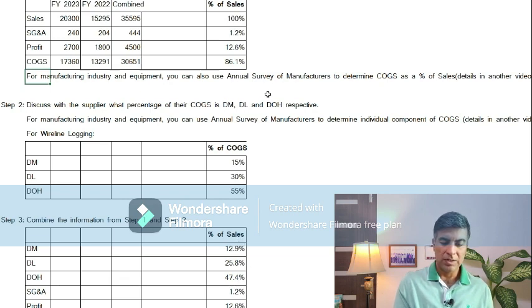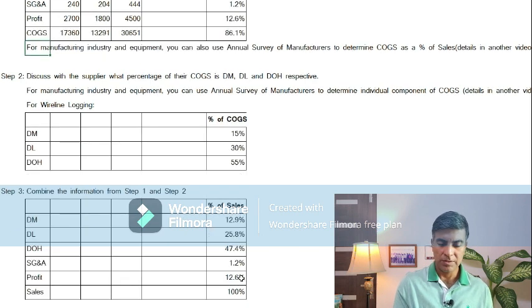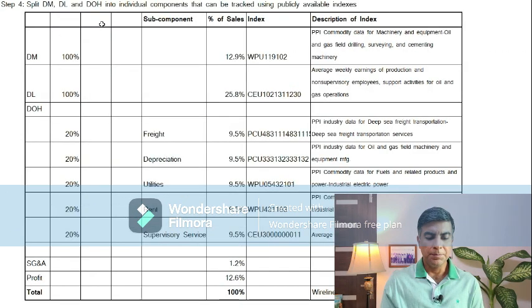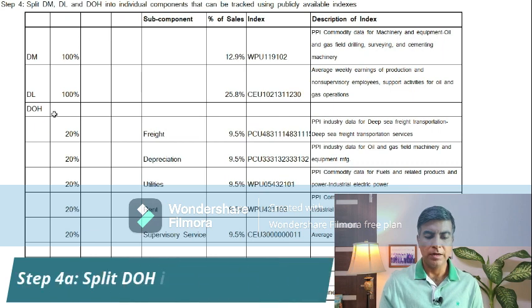For SG&A, you just bring the number as it is, 1.2%, and profit, the same case, you bring the number as it is, 12.16%, and that gives you this table, and if you sum these percentages up, you will get 100%. In step number 4, take the direct overheads and split them into further subcomponents.